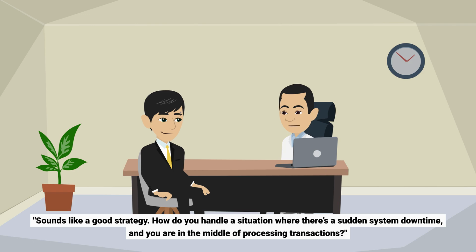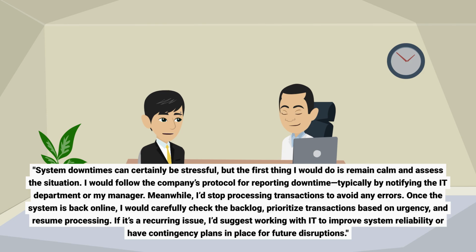How do you handle a situation where there's a sudden system downtime and you are in the middle of processing transactions? System downtimes can certainly be stressful, but the first thing I would do is remain calm and assess the situation. I would follow the company's protocol for reporting downtime, typically by notifying the IT department or my manager. Meanwhile, I'd stop processing transactions to avoid any errors. Once the system is back online, I would carefully check the backlog, prioritize transactions based on urgency, and resume processing. If it's a recurring issue, I'd suggest working with IT to improve system reliability or have contingency plans in place for future disruptions.